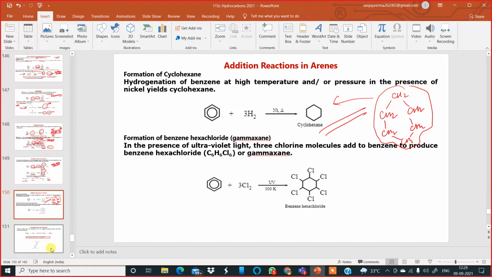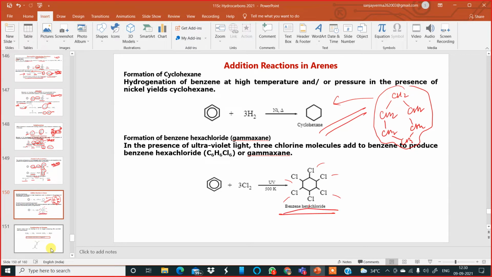So here we can react benzene with chlorine gas in the presence of ultraviolet light, that is diffuse sunlight, at a temperature of around 500 Kelvin, to produce benzene hexachloride. Instead of the 6 hydrogens, we are adding 6 chlorine atoms, one to each of the carbon atoms in the benzene ring, to produce benzene hexachloride.